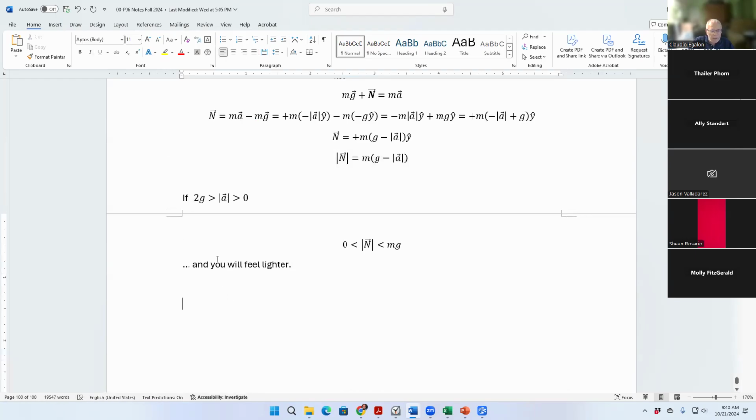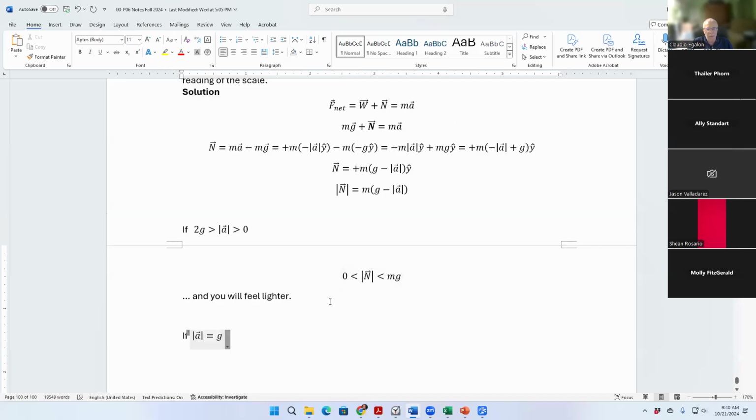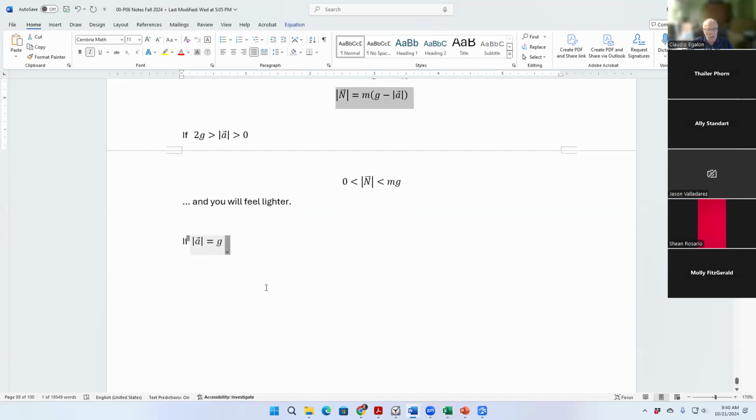We can even consider, if A is exactly equal to G, what happens? Your normal force is going to be exactly equal to 0, and you feel weightless. And you will feel weightless.